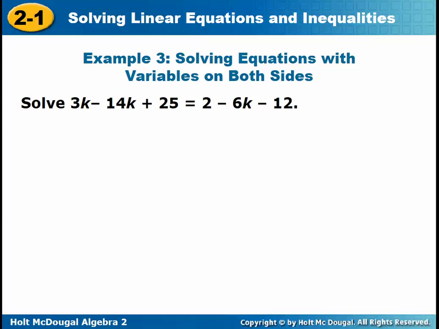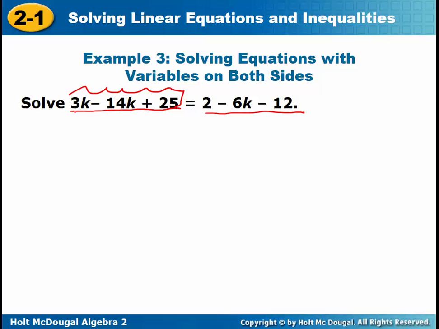All right, let's look at an example. These are my favorite. All right, so we have on the left side 3k minus 14k plus 25, and on the right side 2 minus 6k minus 12. On the left side, we're going to simplify this. We're not going to combine it with the right side in any way.